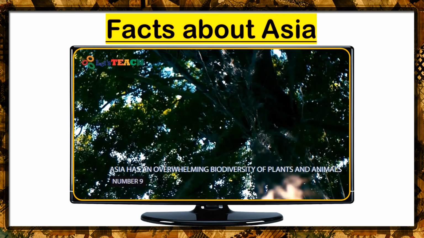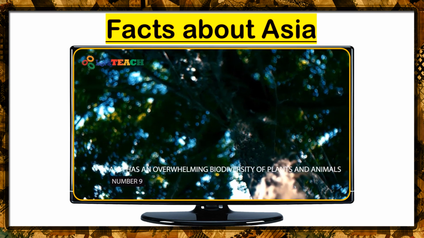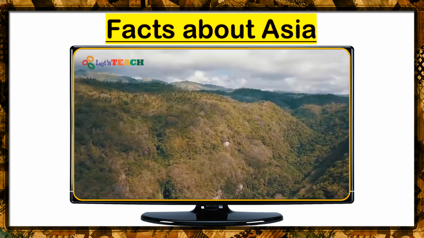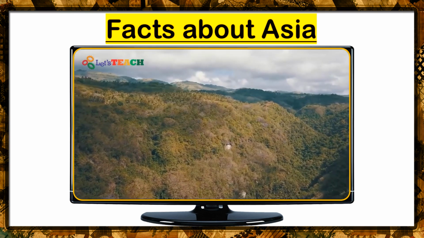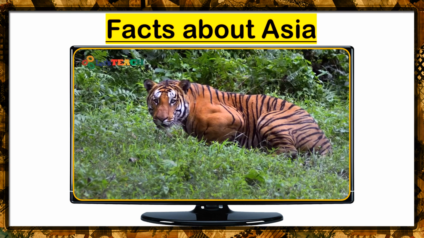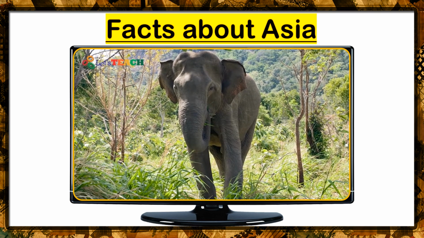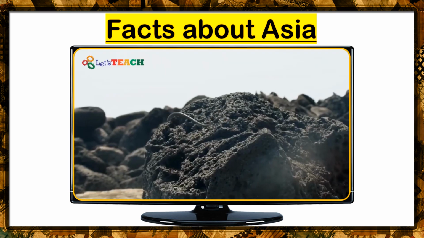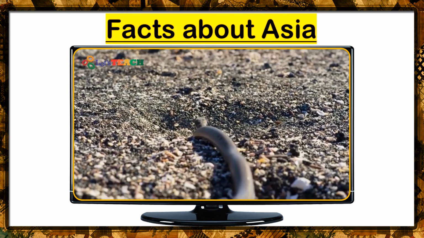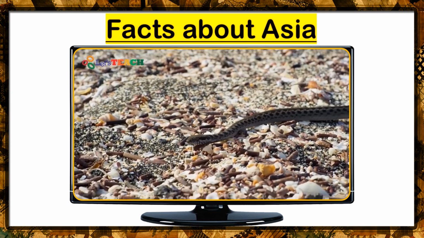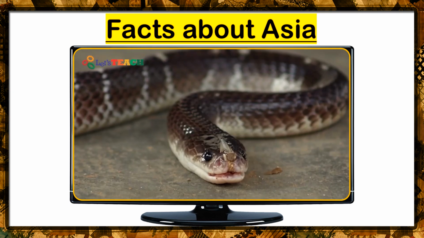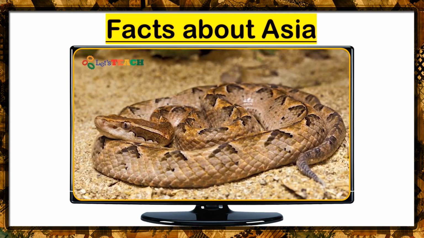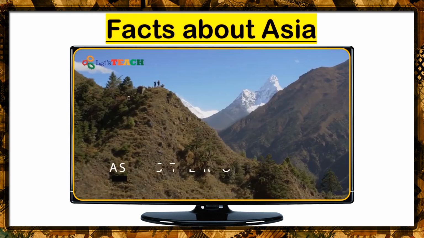Number 9. Asia has an overwhelming biodiversity of plants and animals. Asia is not only densely populated, the continent is also home to a vast range of flora and fauna. You're sure to find tigers, orangutans, wild elephants, snow leopards, and some of the most venomous snakes on the planet. Don't worry, you probably won't encounter any of them on a regular vacation. Nonetheless, some of the most lethal snakes, like the common Indian krait, king cobra, saw-scaled viper, and Malayan pit viper, live on the continent.